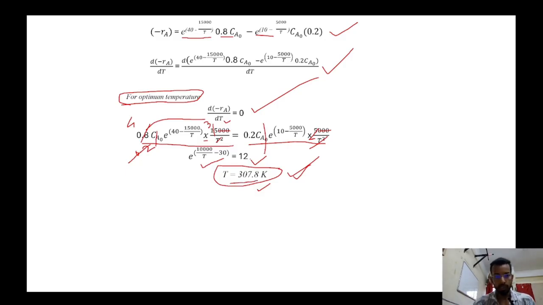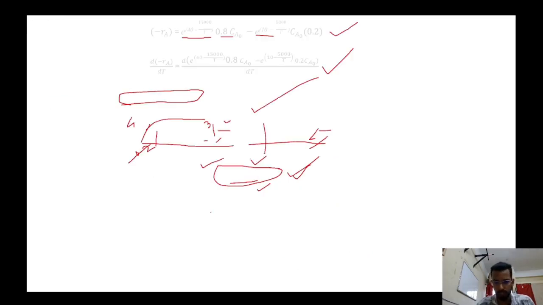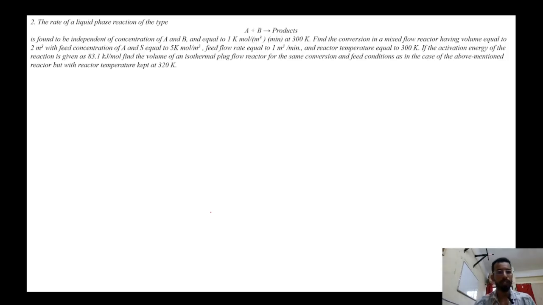Okay, so hope you understand this question. Just a concept is here. If you understand how to write the rate equation, then putting the values and then differentiation, that's all. Then the remaining thing is mathematics. Okay, so going to the next question.